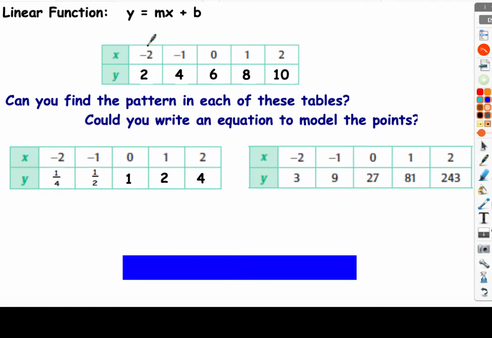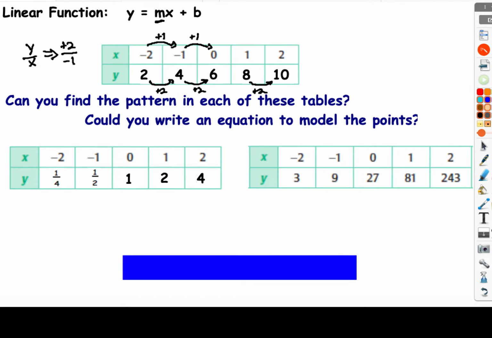Linear functions just mean that as x goes up by 1, right? Notice here we're counting up, -2 to -1, -1 to 0, so as we increase by 1, for linear functions, we go up by the same constant amount every time. We usually call that the slope. So notice the y values here are going up by 2. To get from 8 to 10, we go up by 2. So again, we go up 2 every time that x went up 1.